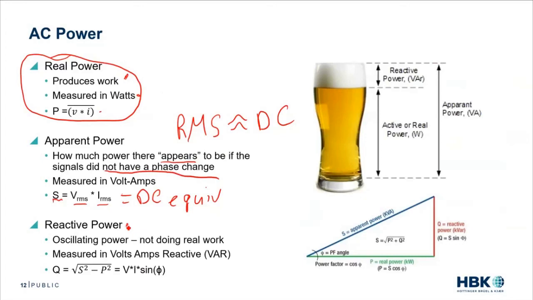Here's where reactive power comes up. We remember reactive power is that oscillating power. It's measured in volt amps reactive, another very clever engineering name. And we have a couple calculations here. So we have Q, our reactive power, is the square root of S squared minus P squared. But it also equals V times I times the sine of theta, theta being that phase angle between the peaks of our voltage and current.